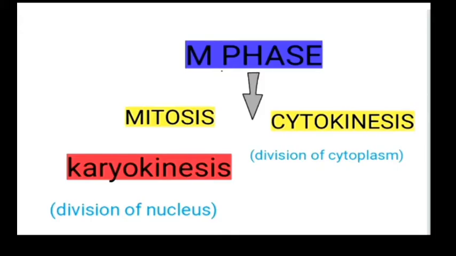After interphase, the cell cycle enters the next phase called M phase. M phase is actually the division phase. So, it is again divided into two phases, that is mitosis and cytokinesis. Mitosis is the division of the nucleus. So, it is also called karyokinesis. Then cytokinesis means division of the cytoplasm.